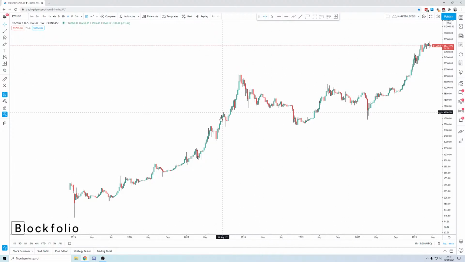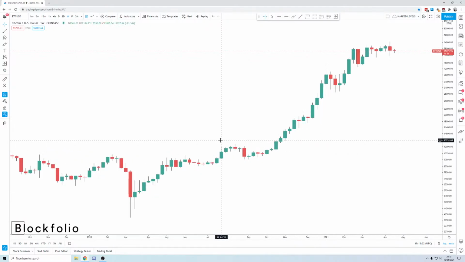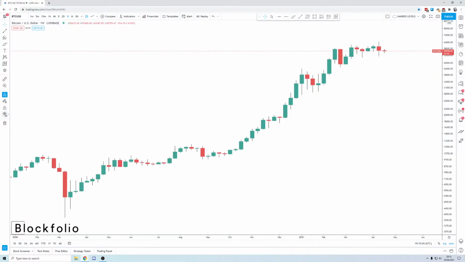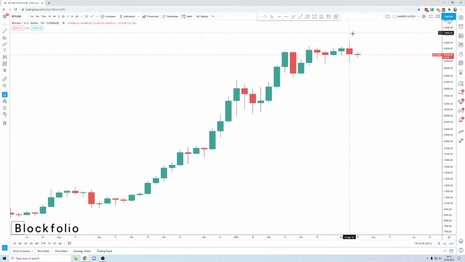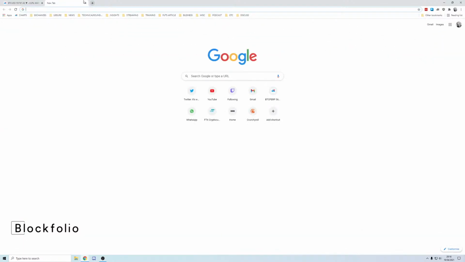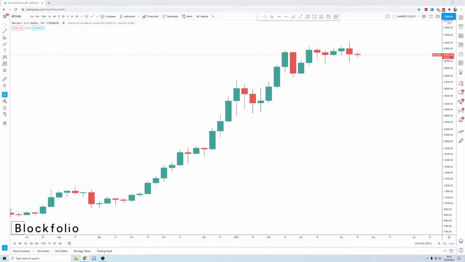Now, let's talk about market structure, both from a price point of view, but also just as a result of this drop. Now, if we jump onto... Hold on. Where'd it go? If we jump onto Coinalyze, here we go.